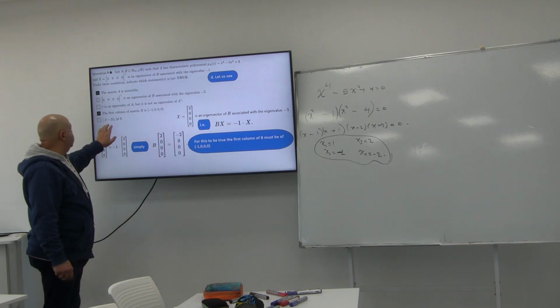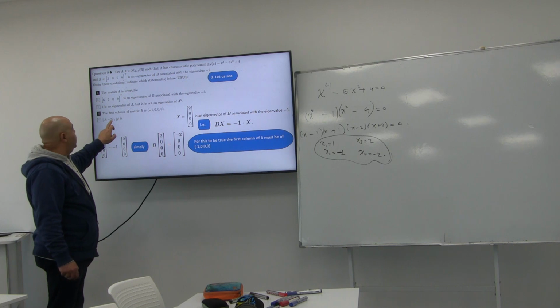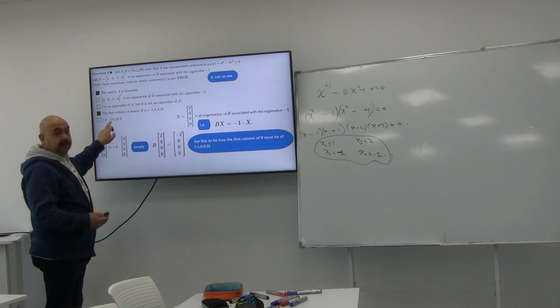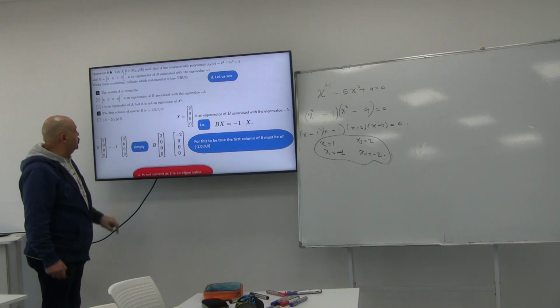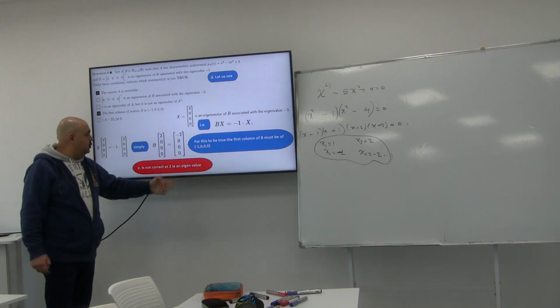The last statement: A minus 2I4 doesn't equal 0. This is not correct because actually this is the definition for the eigenvalue, and we have that 2 is one of the eigenvalues of this problem, so it should equal 0. So it's not correct.